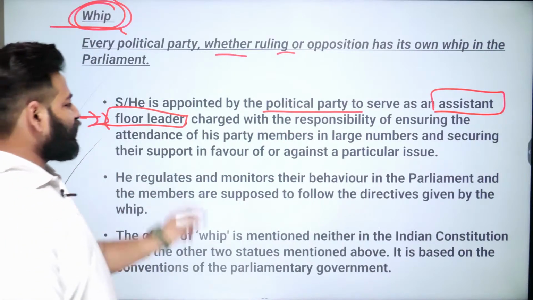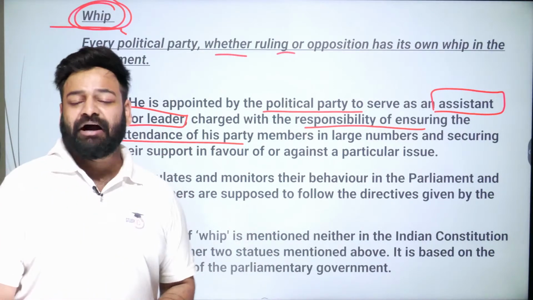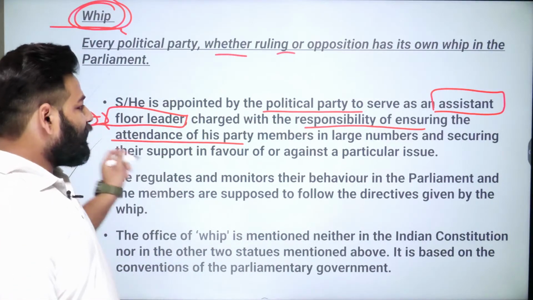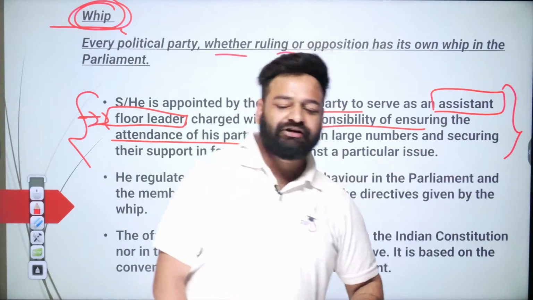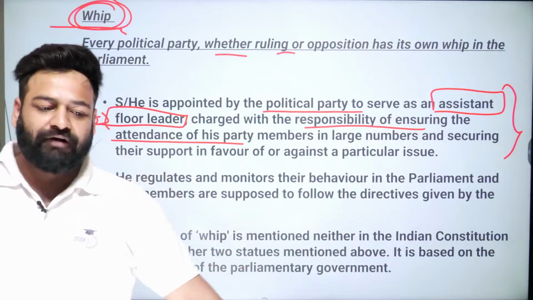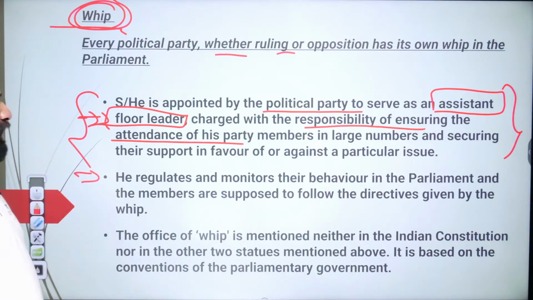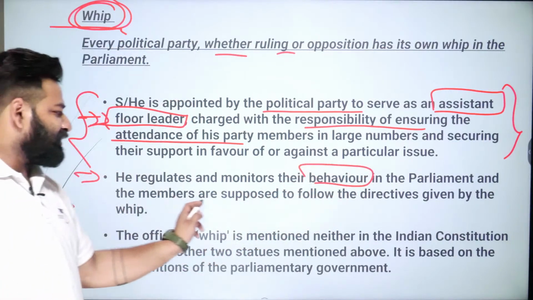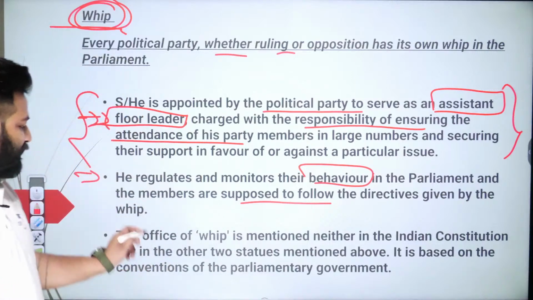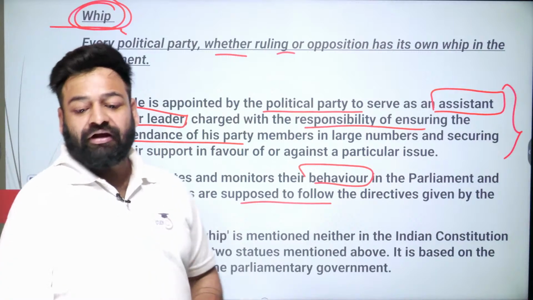Charged with what? Charged with the responsibility of ensuring the attendance of the party members. So this is what the assistant floor leader, basically the whip, performs in the house. Next, he regulates and monitors their behavior in the parliament, and the members are supposed to follow the directives given by the whip.